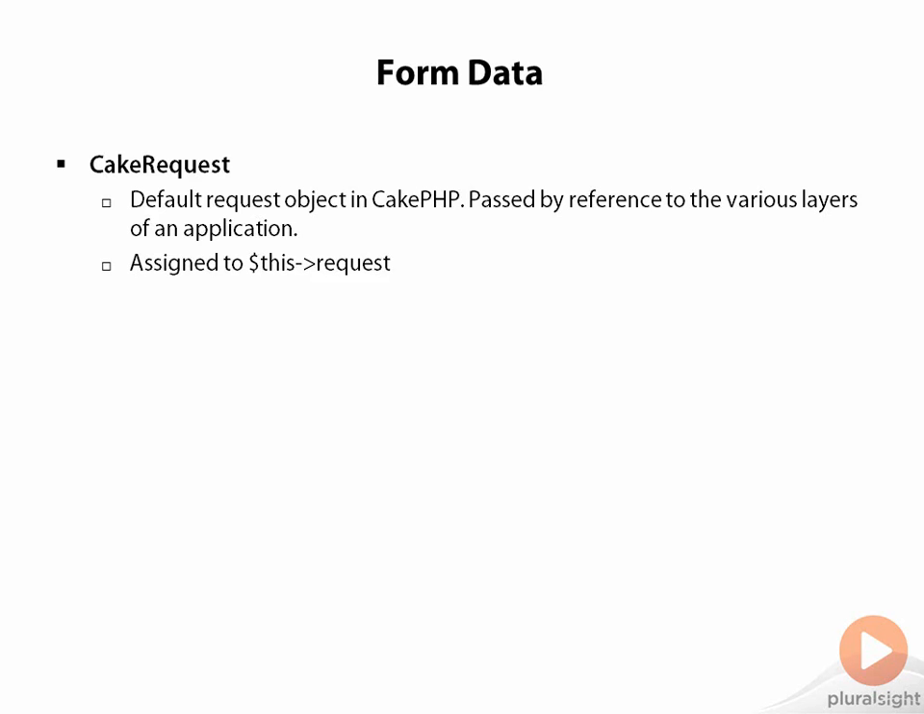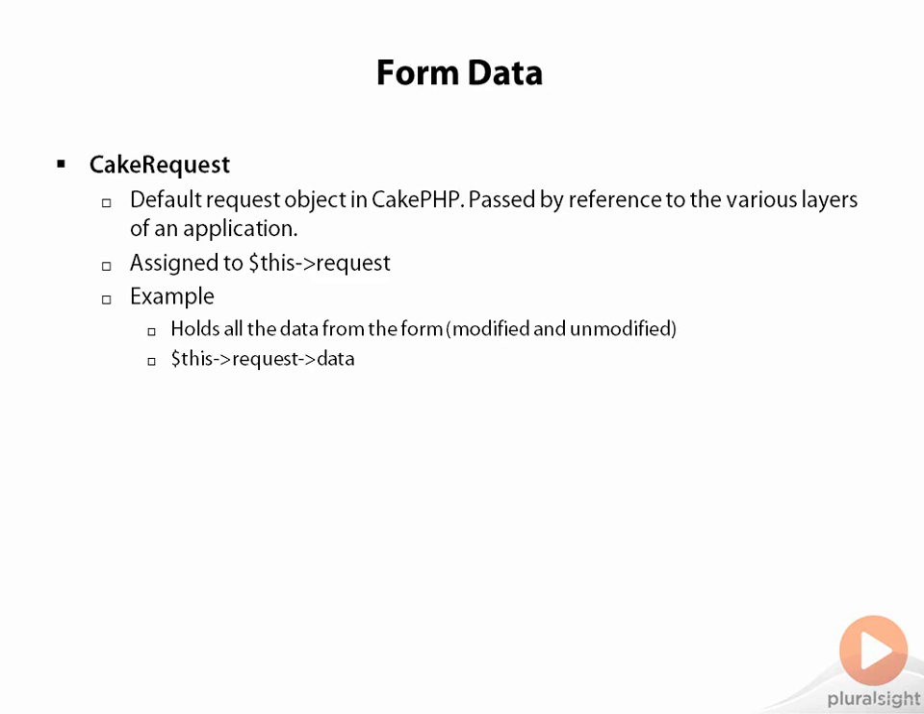When a form is submitted, a cake request is created and then passed by reference to the various layers of an application. By default, the cake request is assigned to the this request. So for example, if we wanted to request all the data from our form, whether it was modified data or unmodified, we could use the this request and then the data variable.